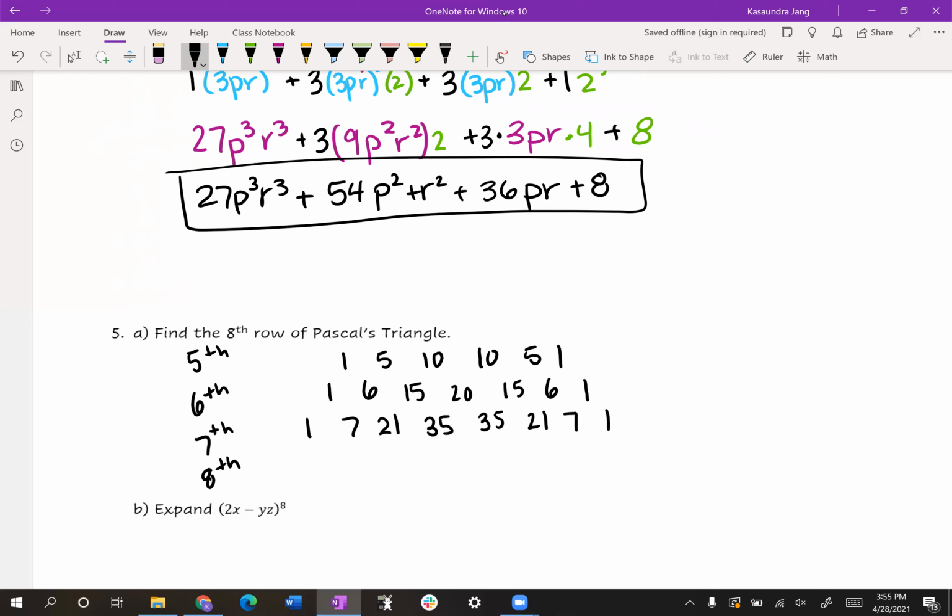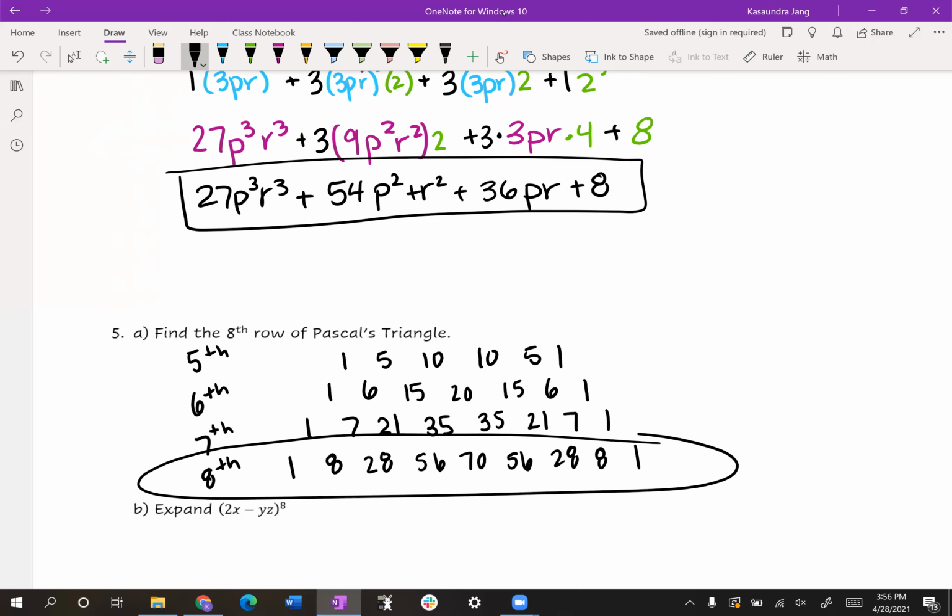All right, and then last but not least here, 1 plus 7 is 8. I got my 7 plus 21, so I got a 28. All right, 21 plus 35, so I got 56. 35 plus 35, so 70. And now that's the middle, so it's going to, again, be symmetric. So 35 plus 21 is a 56 again. Down to the 28 again. And then 7 plus 1 is 8, and the 1 on the outside. Okay, so find the 8th row. Here is my 8th row.